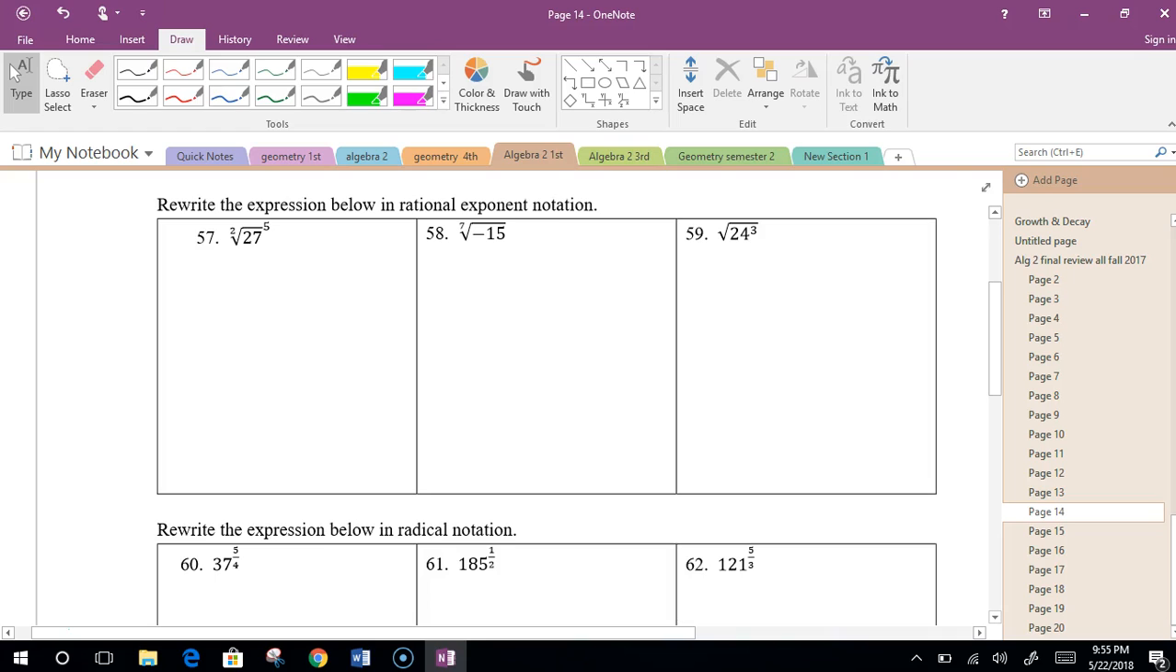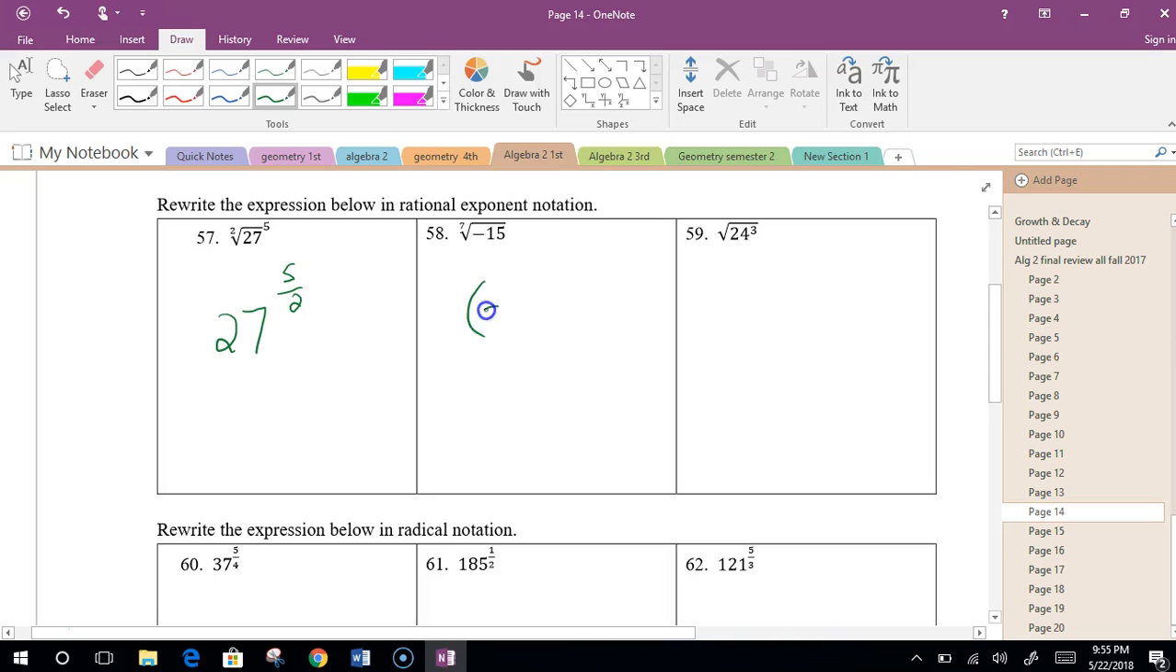Starting here at 57, this is asking us to rewrite this expression in rational exponent notation, meaning take it from radical form and put it with exponents. Easy stuff. So this is going to be 27 to the 5 over 2. Remember, exponent on top, index on the bottom.